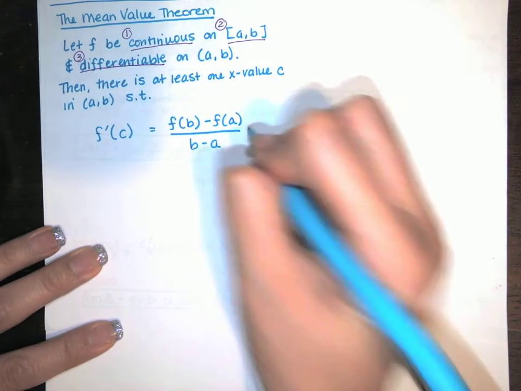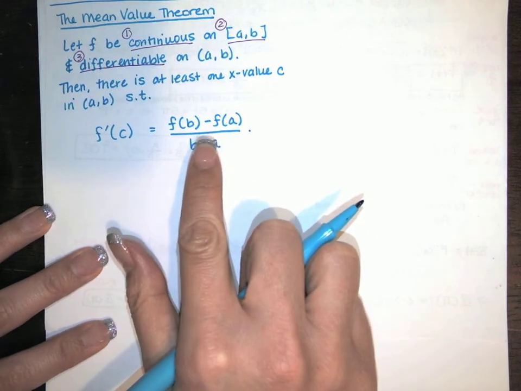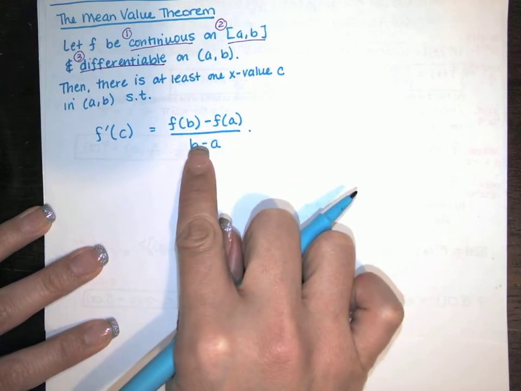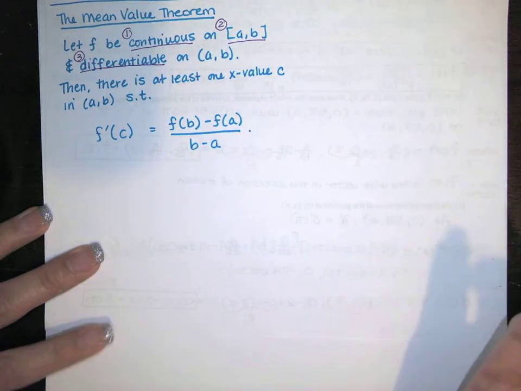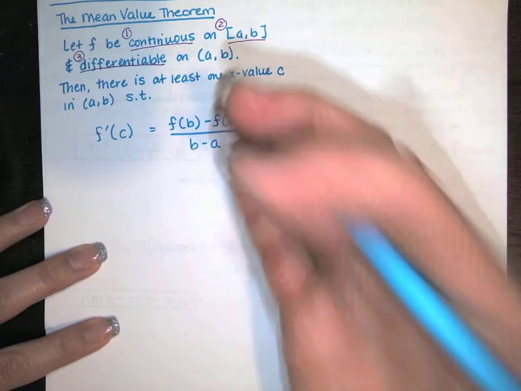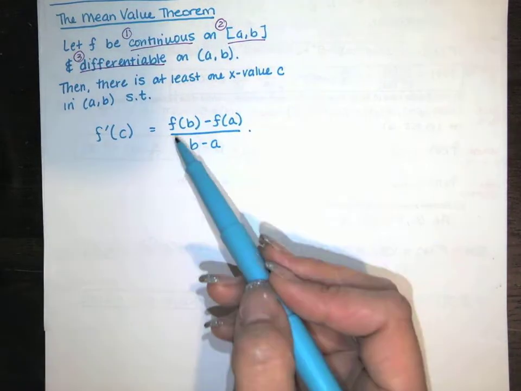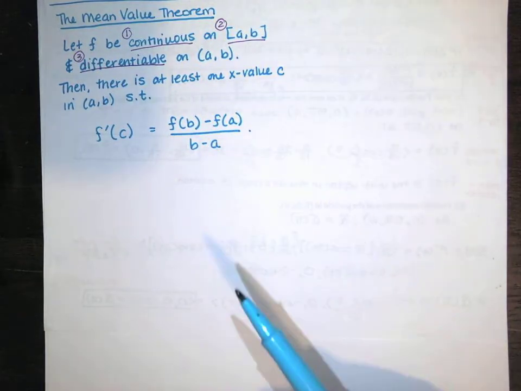Now notice that if f of b and f of a are the same, this would be 0, and so then I'd have f prime of c equals 0. That's Rolle's theorem. So Rolle's theorem is just a special case of this. But let's think about what this means when f of b and f of a aren't the same.